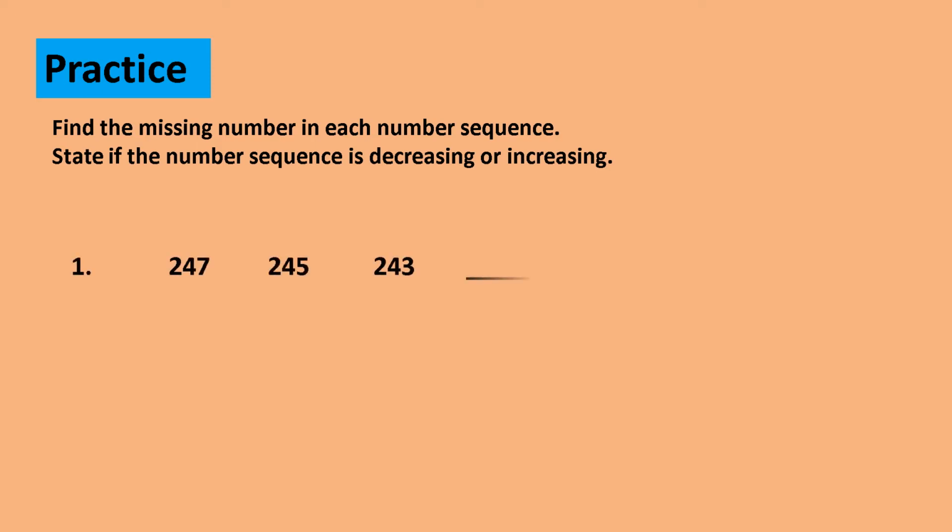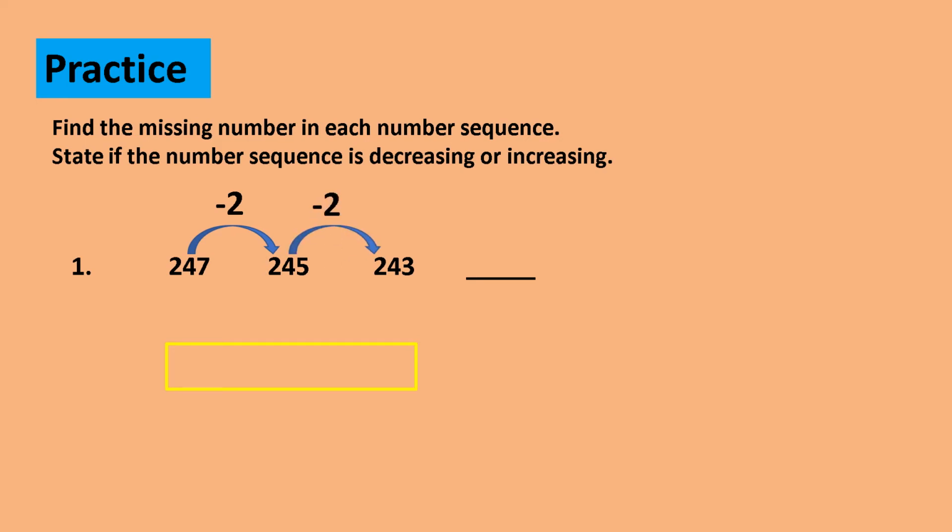Okay, so number 1. What should be the next number here? And what is the number sequence? Okay, let us do it together. The first number is 247, and then it went down to 245. What does this mean? The sequence is decreasing by 2, right? So 245, it went down to 243.